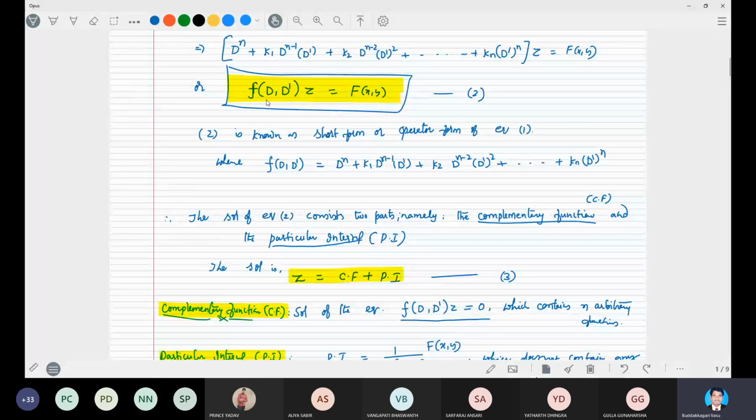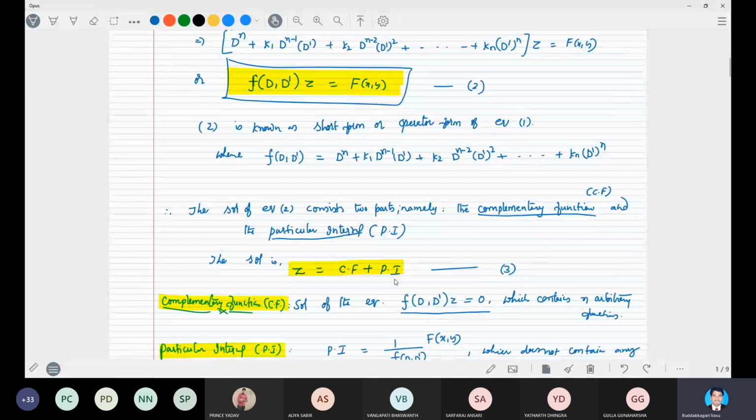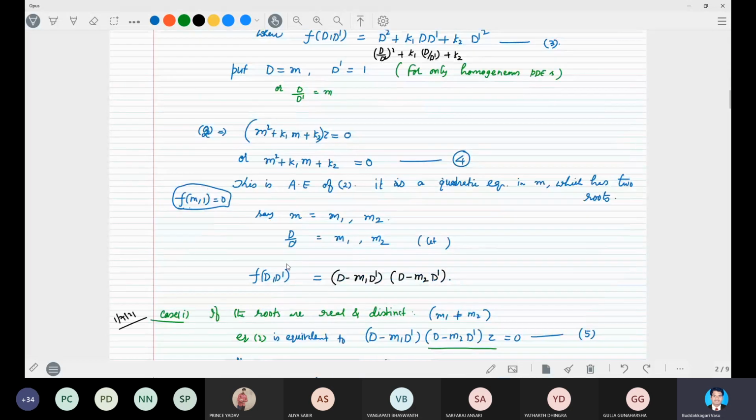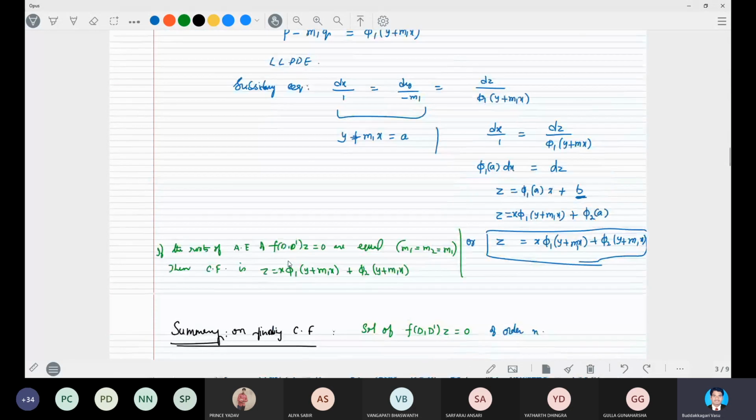It has the solution in two parts, complementary function and particular integral, where complementary function is the solution of f(D, D') z is equal to 0, and particular integral PI is 1 by f(D, D') into f(x, y), right? In finding the complementary function, here I would like to give you the summary.